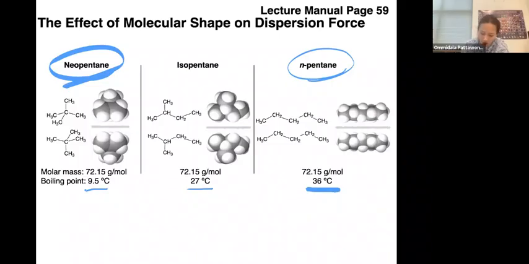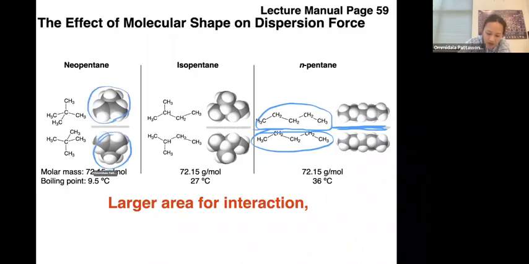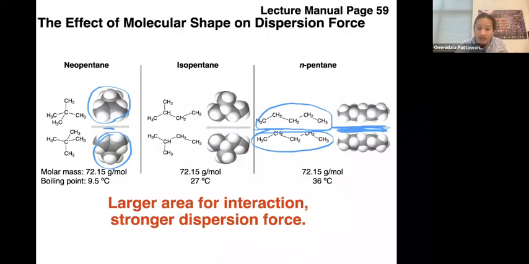So why is that? The next thing we're going to look at is the surface area, or the surface of interaction. If you look at the surface of interaction, this chain structure right here has a larger surface of interaction in comparison to neopentane, which is kind of like a ball. The larger area for interaction allows the molecules to attract each other more strongly. Therefore, you end up with a stronger dispersion force, and as you can see, the boiling point increases.